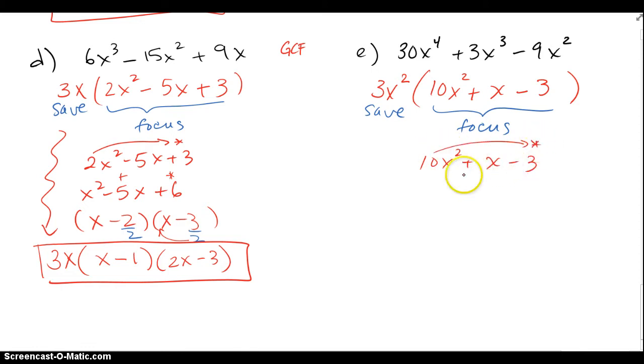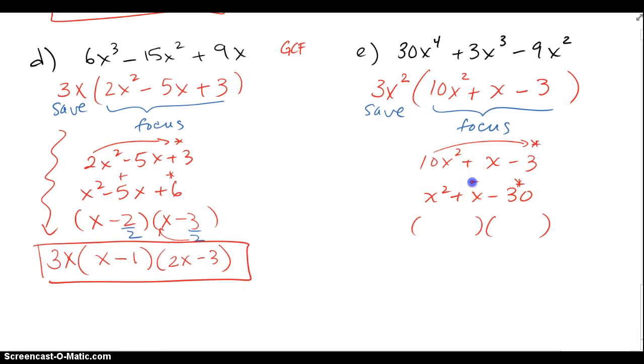Move the 10 up and multiply it by the -3, x squared plus x minus 30. Open up my binomials, two numbers that multiply to -30 and add to a positive 1. It looks like 5 and 6 are going to work, and 6 has to be positive to keep the sum positive, and 5 has to be negative. But remember, you multiplied by a 10, so now you're going to divide each of these by the 10 and do any reducing that may be done.